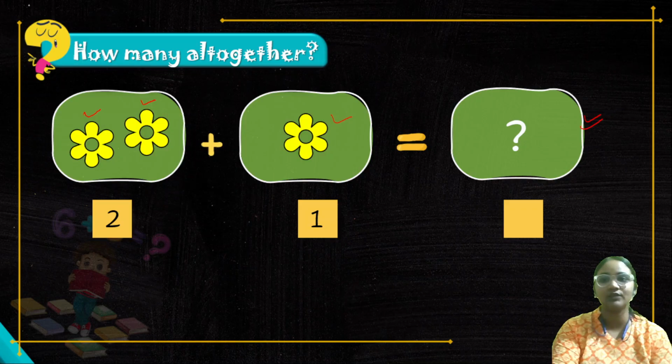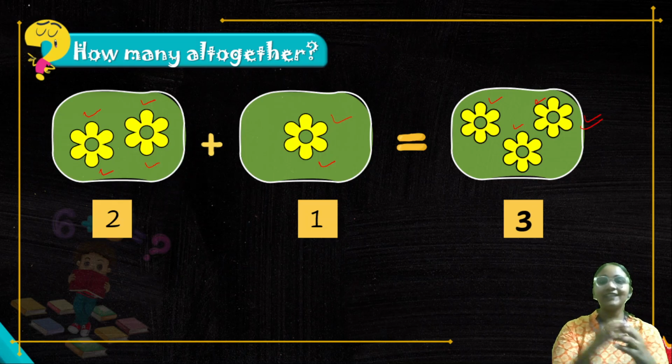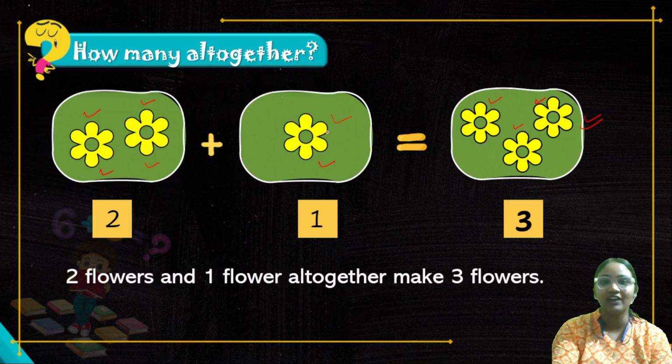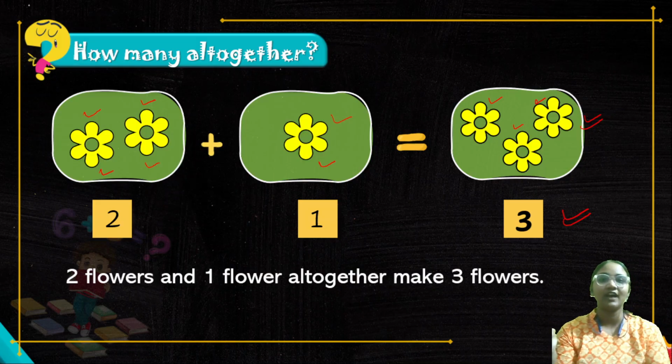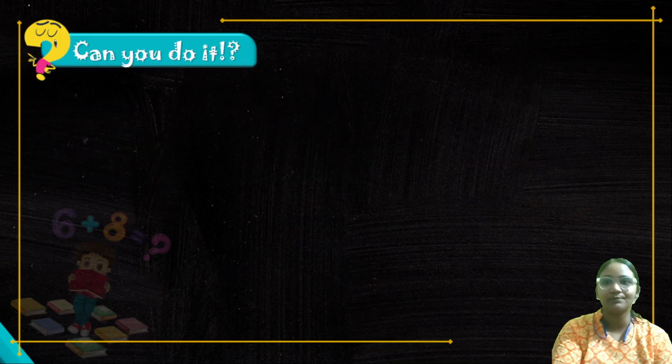Let's count them together. One, two, and three. So how many flowers must be there in this box? Three flowers, right? So when we put two flowers and one flower together, we get three flowers. So how do we say this, students? Two flowers and one flower all together make three flowers. This is how we read addition. This is how we speak addition. If we combine two flowers and one flower, they all together make three flowers. Okay, let's do another example.